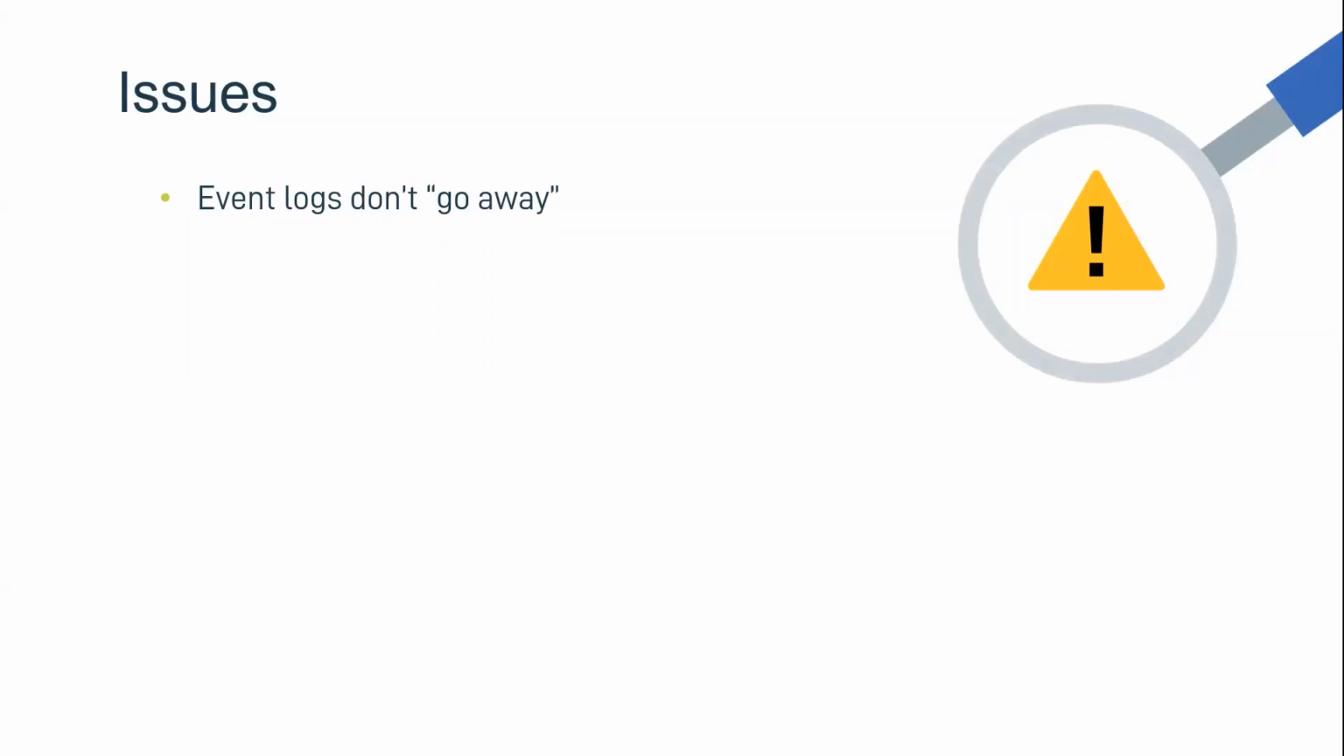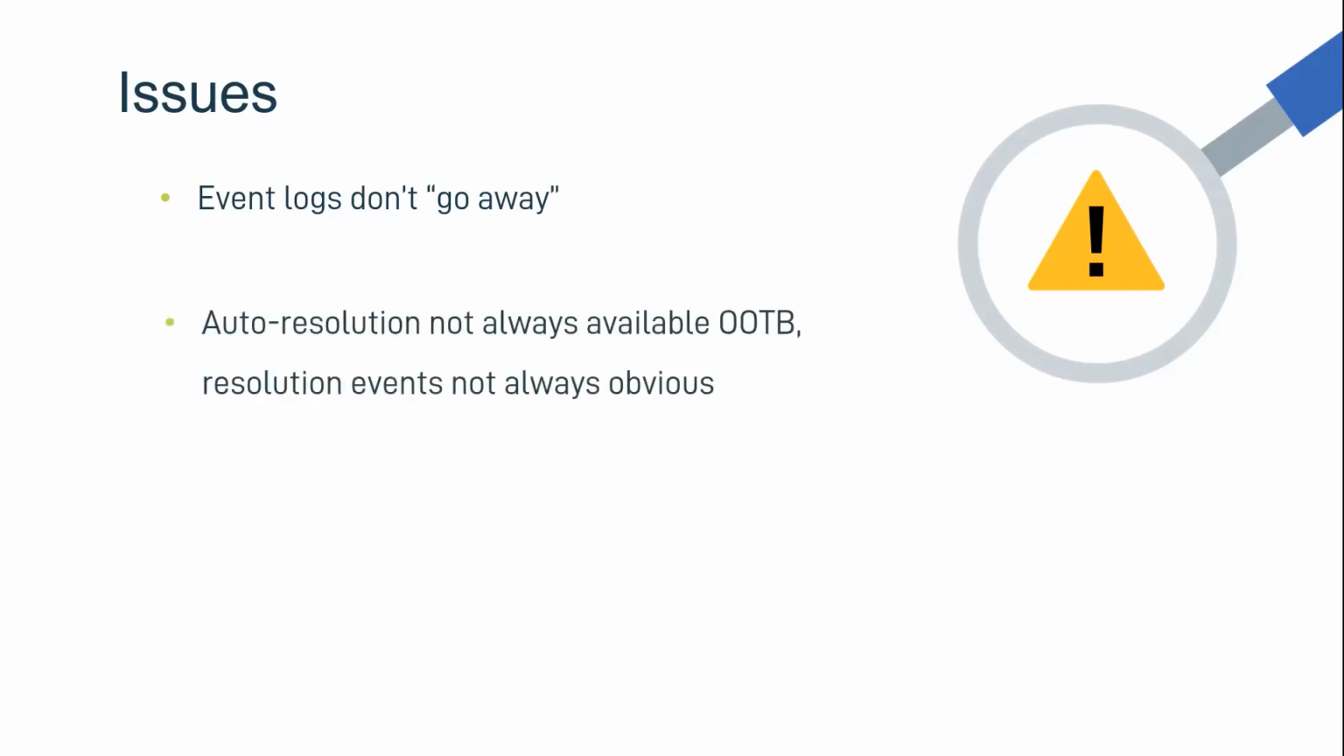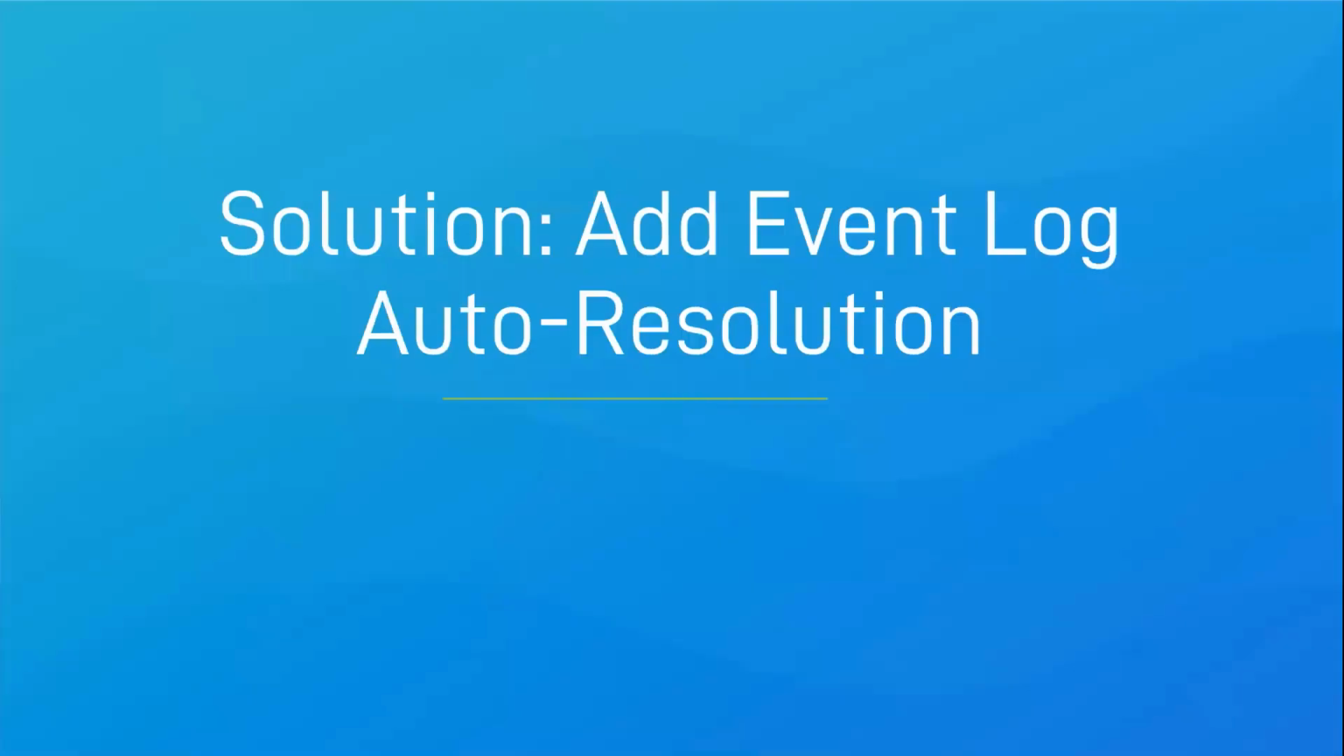Yeah, so the reason for that, in part, is because these monitors are not like other monitors that detect conditions that eventually disappear. Once an event has been raised, it doesn't go away. So therefore, auto resolution isn't necessarily available right out of the box. You can configure it, but sometimes there's no clear resolution event. So just because event code 1234 appears doesn't guarantee there's a code 4567 that we can easily identify to indicate that the original issue is resolved.